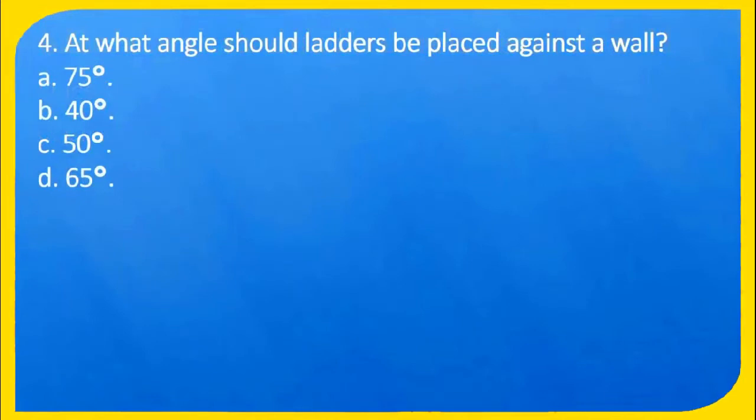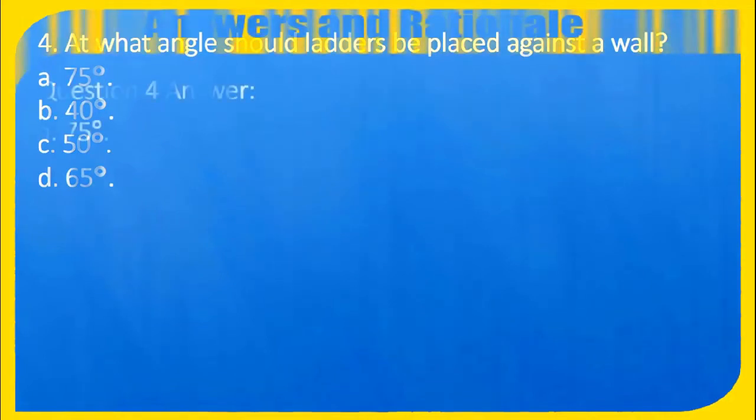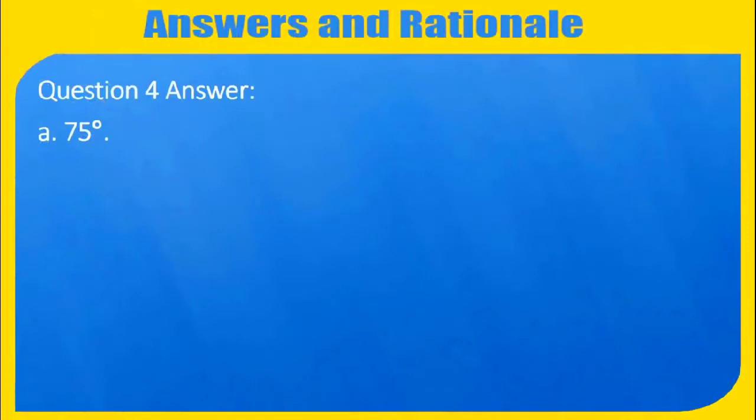Question 4. At what angle should ladders be placed against the wall? A. 75 degrees. B. 40 degrees. C. 50 degrees. D. 65 degrees. Question 4 answer, A. 75 degrees.